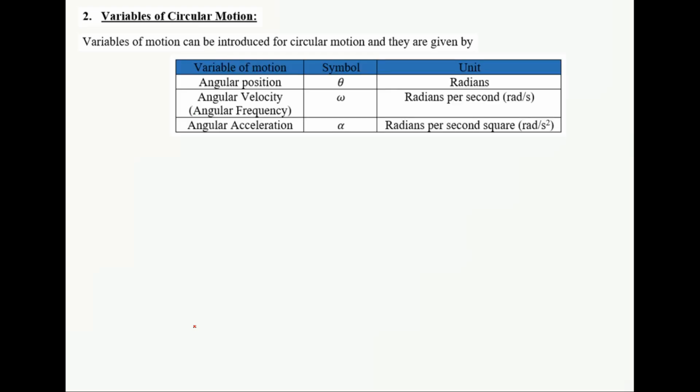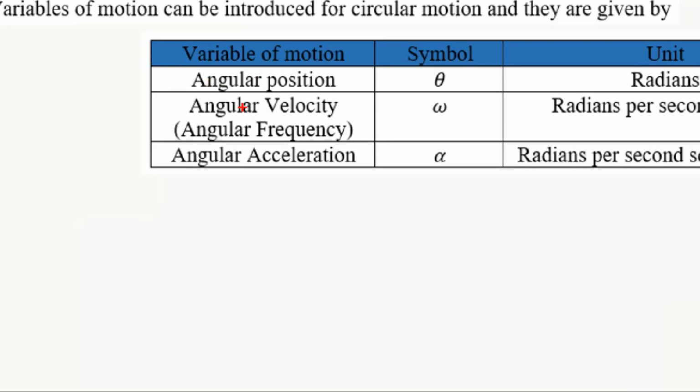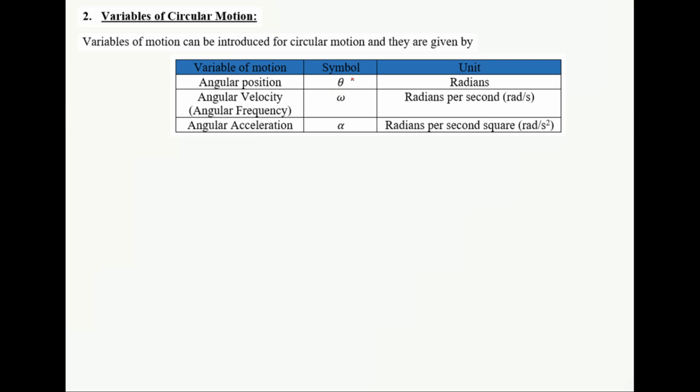Now section 2, variables of circular motion. Variables of motion can be introduced for circular motion. We have the following list: angular position, angular velocity, known as the angular frequency, and the angular acceleration. The angular position is denoted by theta, the angular velocity is denoted by omega, the angular acceleration is denoted by alpha, and the unit of theta is radians, the unit of omega is radians per second, and the unit of the angular acceleration is radians per second squared.